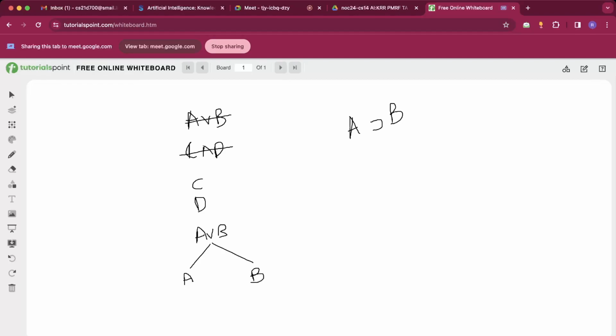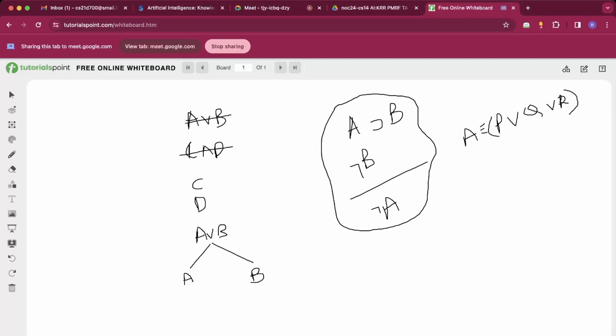I can tell you that, and if we have not B, yes, we can do that. But see, A can be representing anything, P or Q or R, or P and Q and R, anything it can be, right? Similarly, B can also be representing anything. In any case, whatever A represents, whatever B represents, modus tollens will hold, and you can apply it to that whole thing.